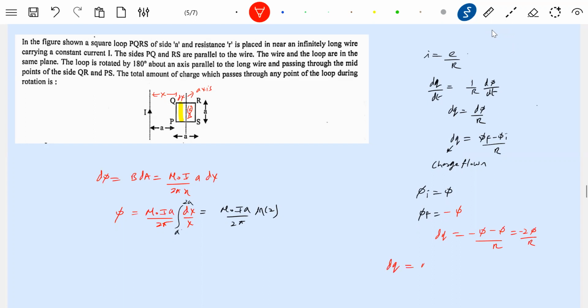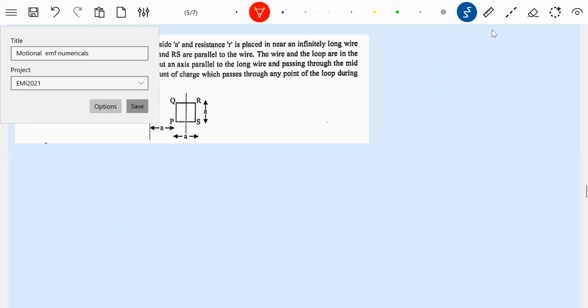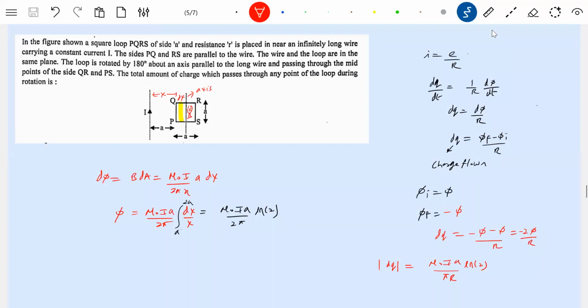Charge flown should be equal to, only magnitude I'm interested, so μ₀Ia by πR log 2. I think this will be very important for objective questions. What is the use of this? Okay, let's keep it aside. But from an exam point of view, we start thinking something very big.